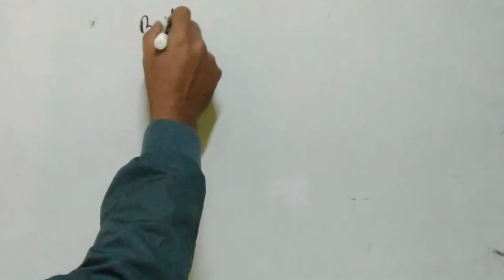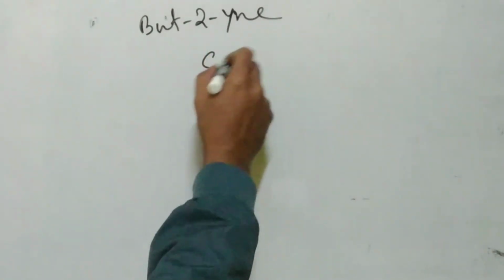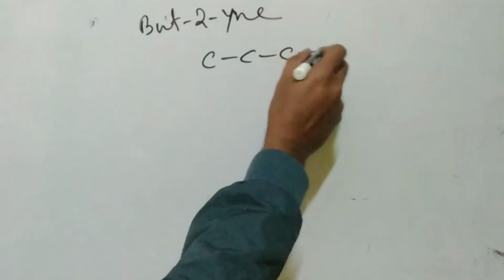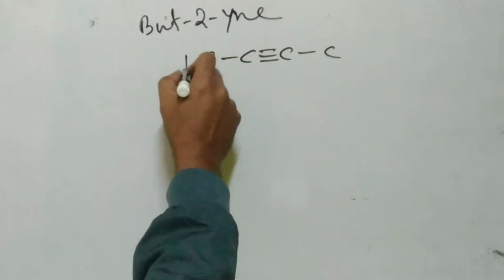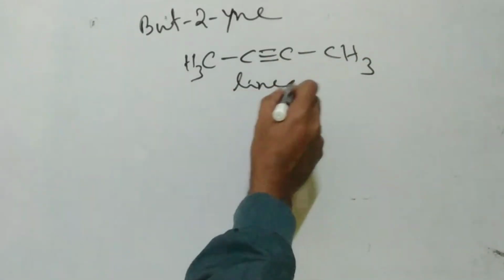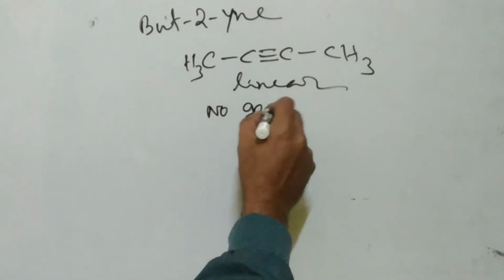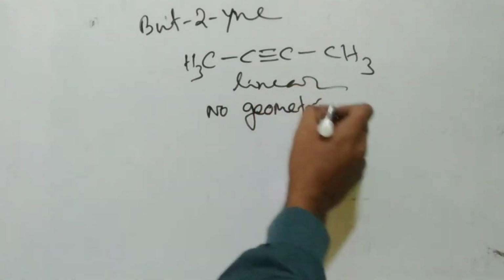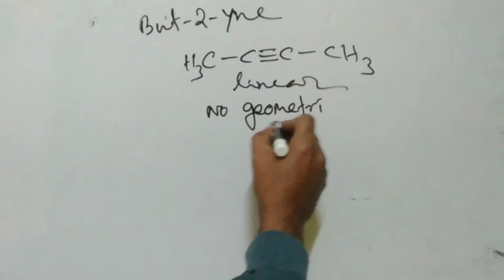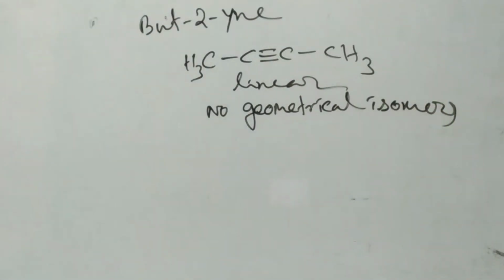But-2-yne. Now where there is a triple bond, no geometrical isomer can be formed because the molecule is linear. 2-yne, 1, 2, 3, 4, 2-yne. So this one is CH3 and this one is CH3. So this is a linear molecule, therefore no geometrical isomer. Okay, so if there is no double bond, no geometrical isomers will be there. So but-2-yne cannot have any geometrical isomers.